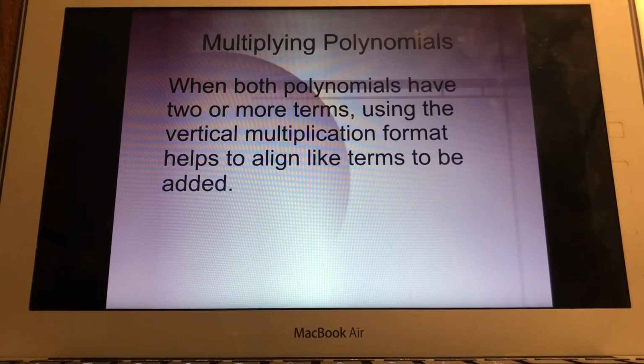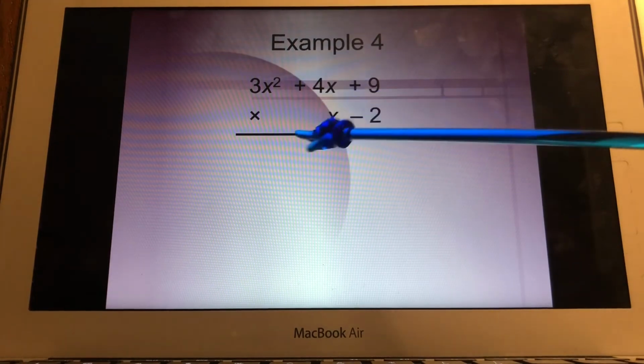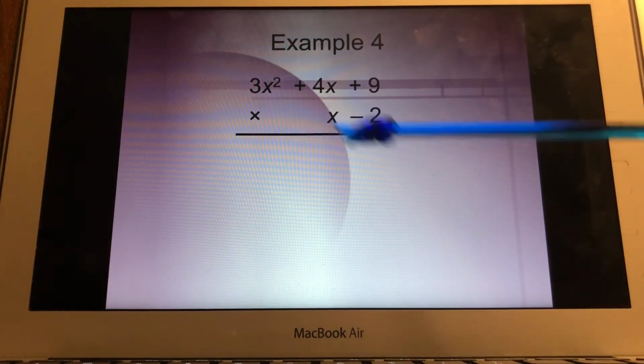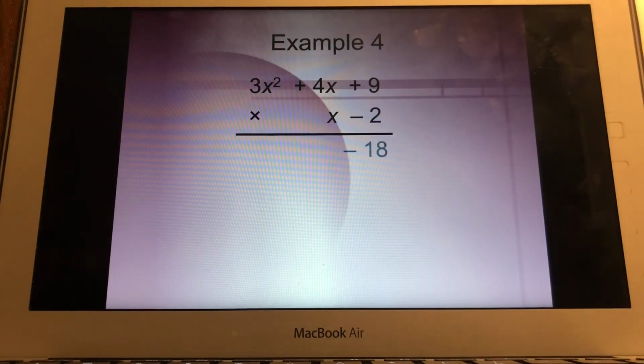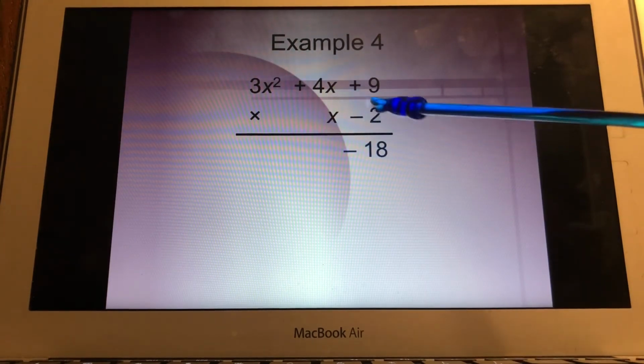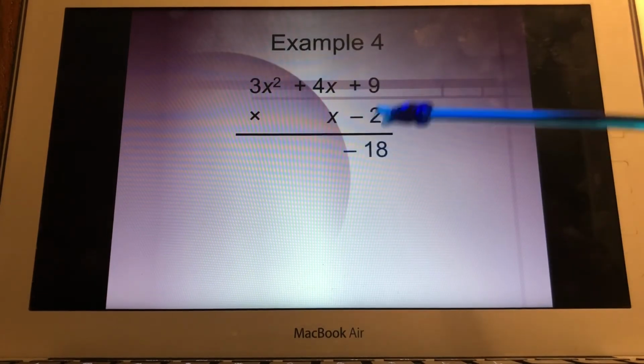When multiplying polynomials when both have two or more terms, using the vertical multiplication format helps to align like terms to be added. So this is the vertical way of multiplying, right? So first I'm going to take negative 2 here, and multiply it to each of these terms.